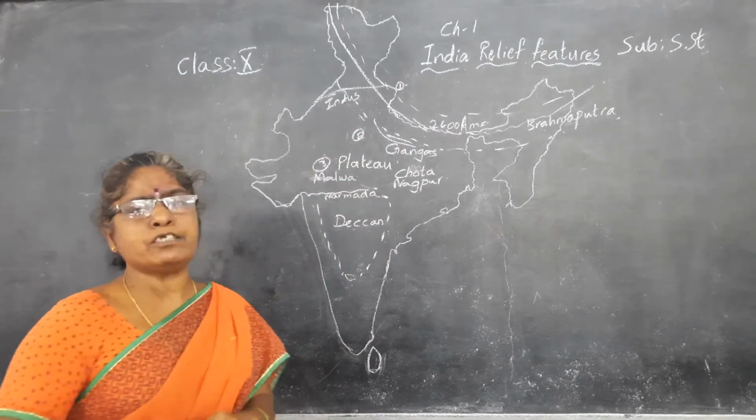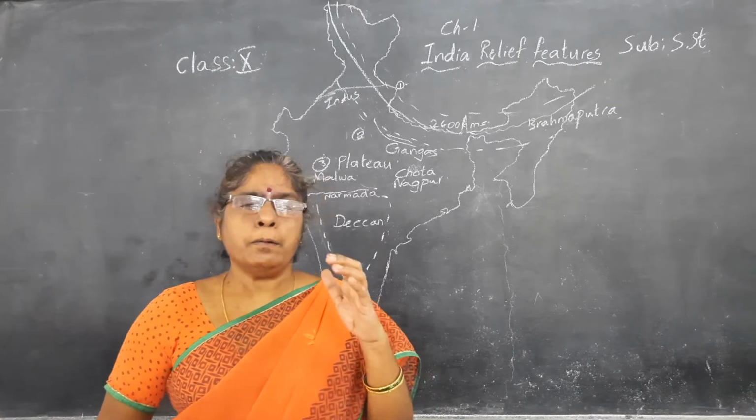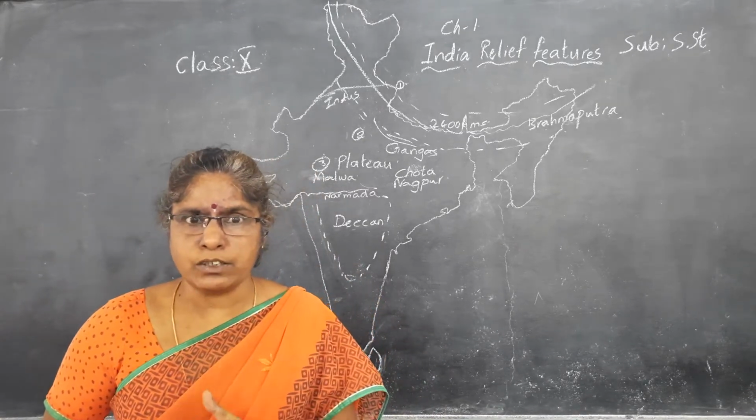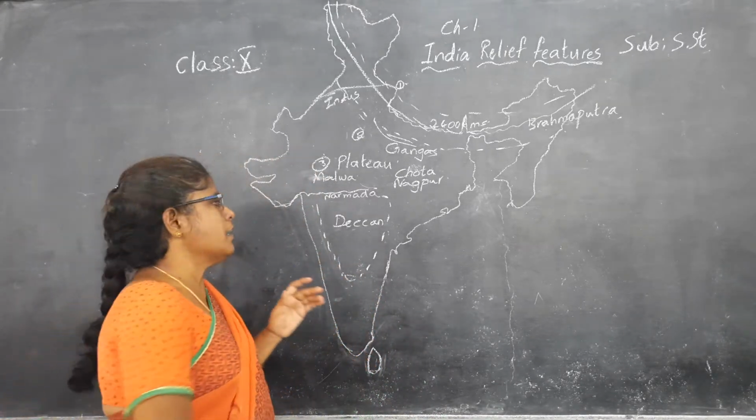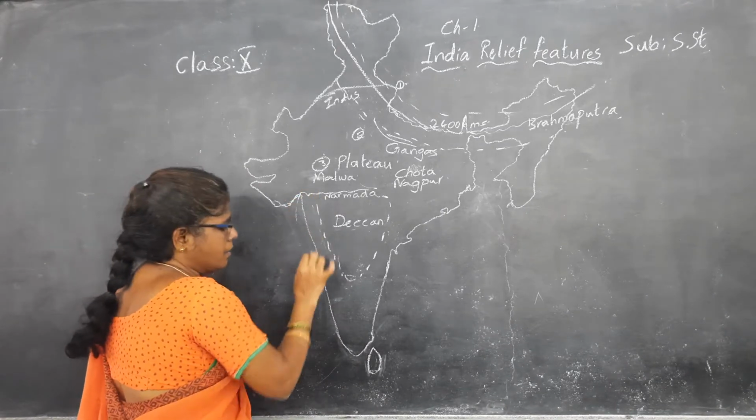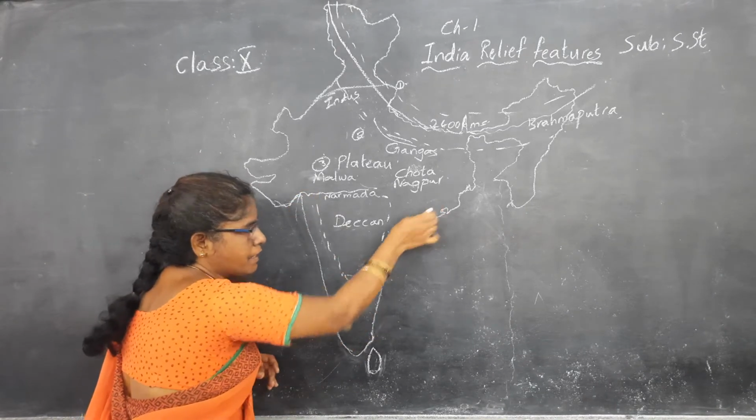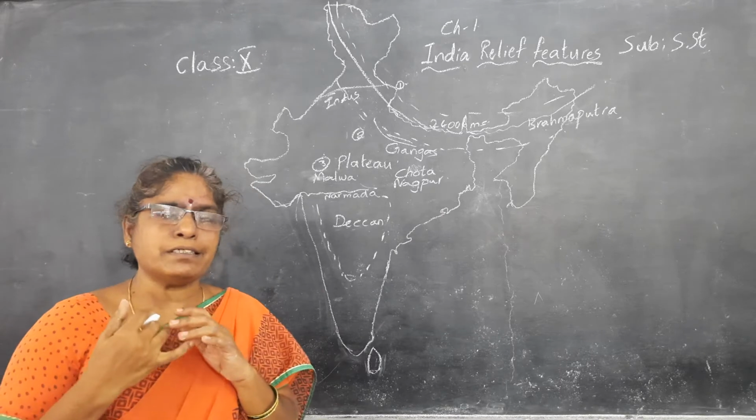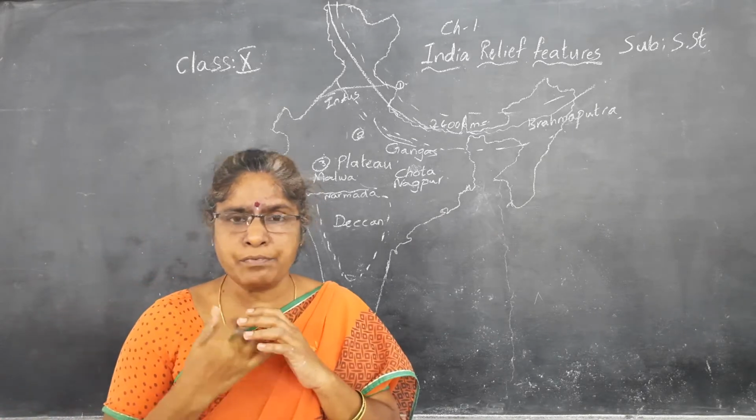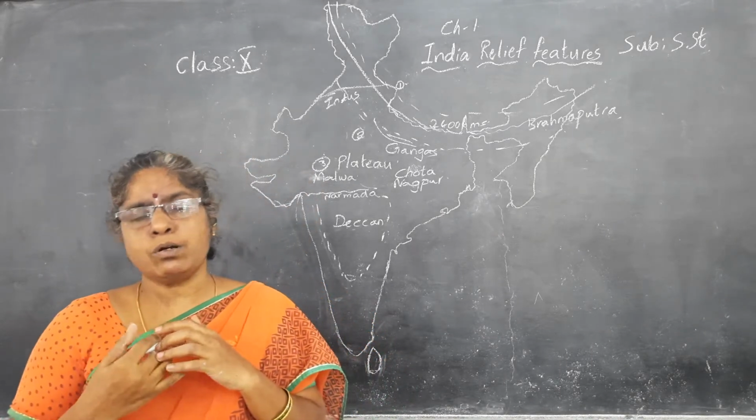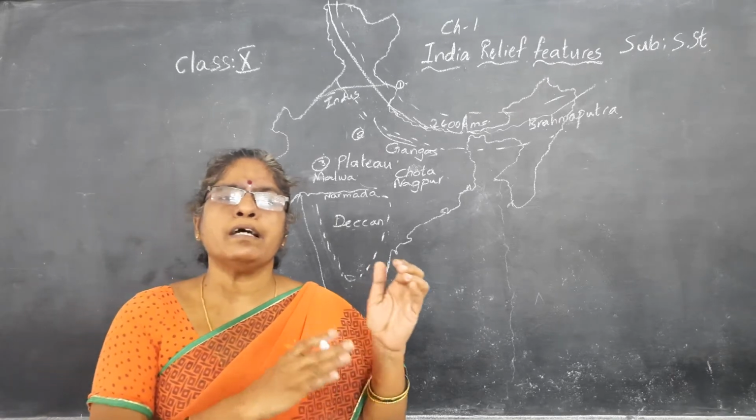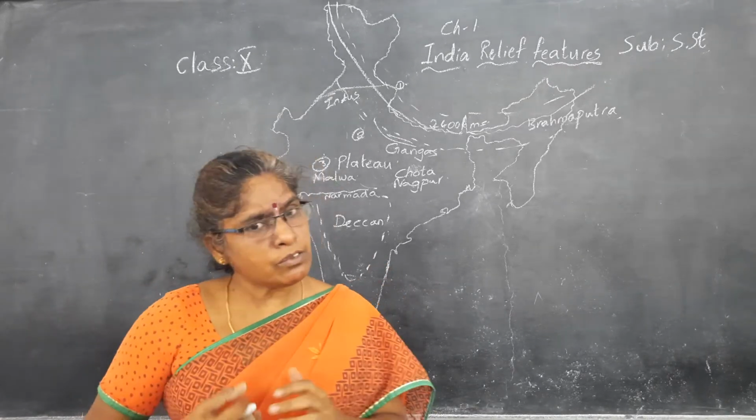Next, the fourth feature is the coastal plains. We have lengthy coastal areas, on the eastern side and the western side. These coastal lines, based upon the areas, we named into 3 parts.